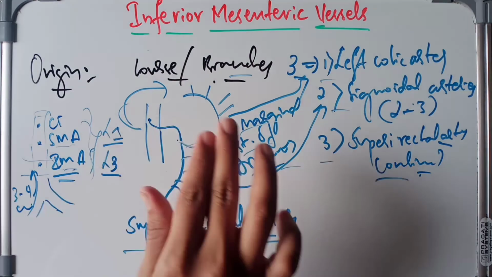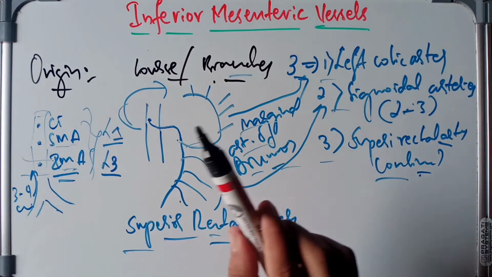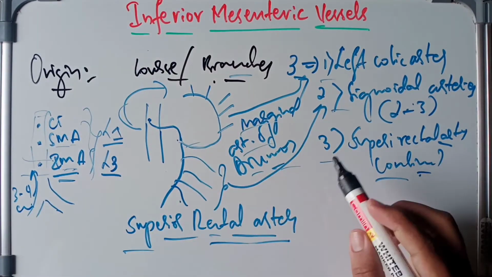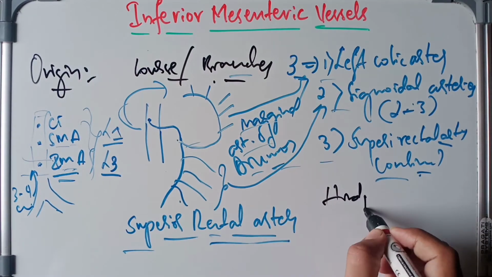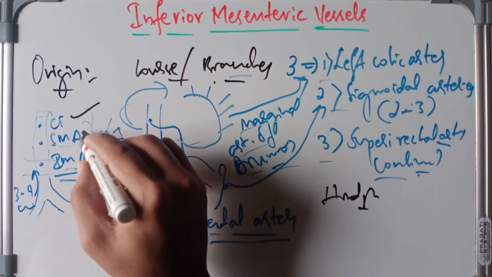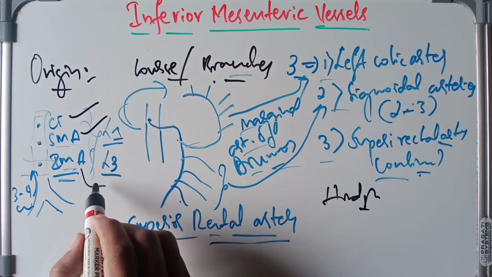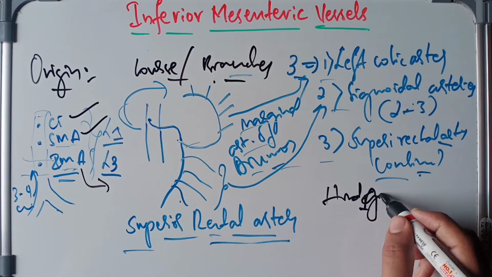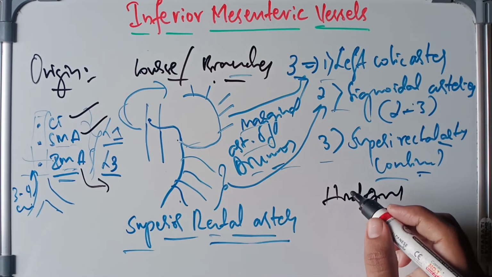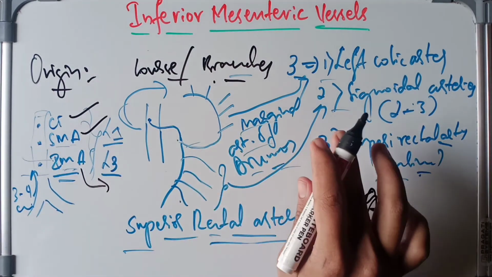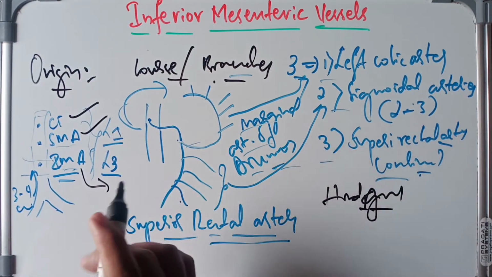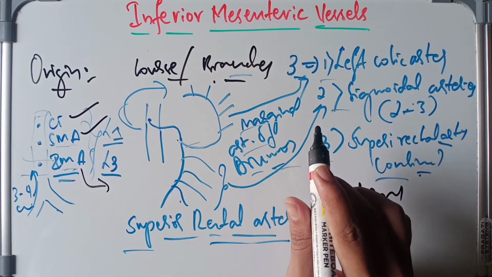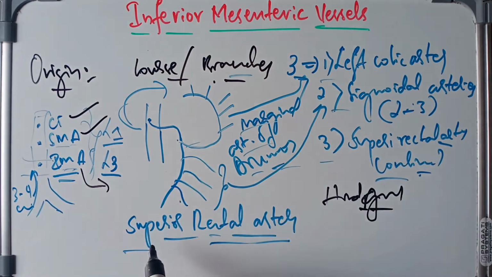So finally, distribution of the inferior mesenteric artery. The inferior mesenteric artery is the artery of the hindgut, right? The celiac trunk will supply the foregut, the superior mesenteric artery will supply the midgut, and the inferior mesenteric artery will supply the hindgut. It supplies all the parts of the gut derived from the hindgut, namely the lateral 1/3 of the transverse colon, the descending colon, the rectum and the upper part of the anal canal.